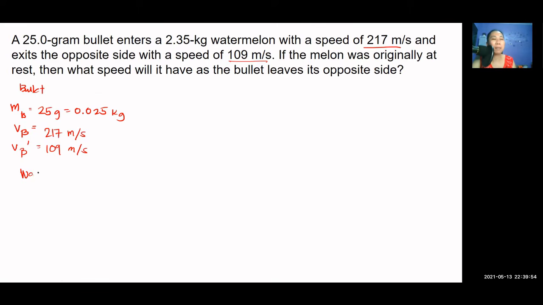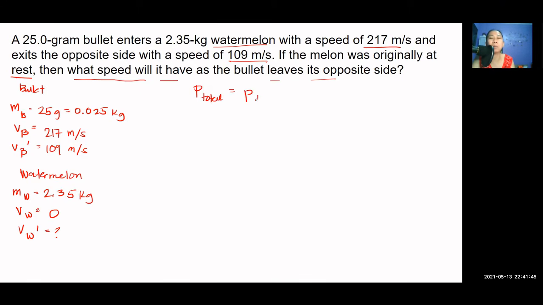So, sa watermelon naman, so the mass of the watermelon is equal to 2.35 kilograms. Now, yung speed ng ating watermelon before the collision, so ang nasabi kasi dyan is the watermelon was originally at rest. So, ibig sabihin, 0 to. Okay? So, ang tanong ngayon is, ano daw yung speed ng ating watermelon after the collision? So, pagkatapos na lumusot yung bullet sa kanya. Okay. So, ngayon, gagamitan ko muna siya ng equations. So, dito muna ako magsisimula sa the momentum, the total momentum before the collision is just equal to the total momentum after collision.